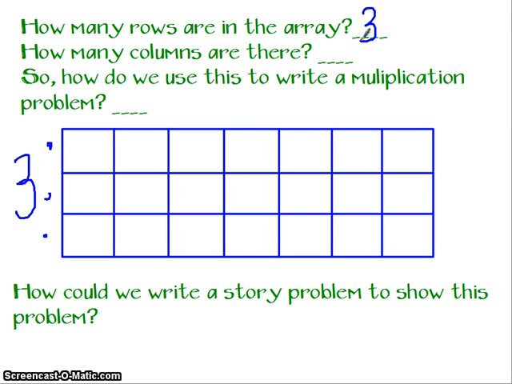Okay, how many columns are there? You count that going across. 1, 2, 3, 4, 5, 6, 7. So we have 7 going across. And we'll put a 7 right here so we remember. So how do we use this to write a multiplication problem?